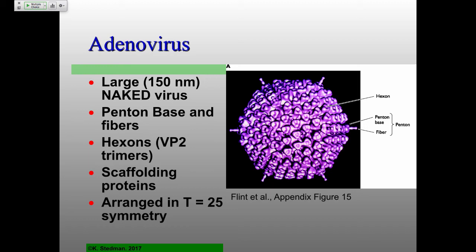So here, as I mentioned before, we should have a pseudo T equals 25 because they're different proteins. Again, not surprisingly, just like STIV, this thing sticking out here is not the same as the proteins which are all together here. Conveniently, they call these penton proteins and hexon proteins. Those are the hexon for the hexameric subunits and the pentons for the pentameric subunits. And we'll talk a lot more about adenovirus later on.